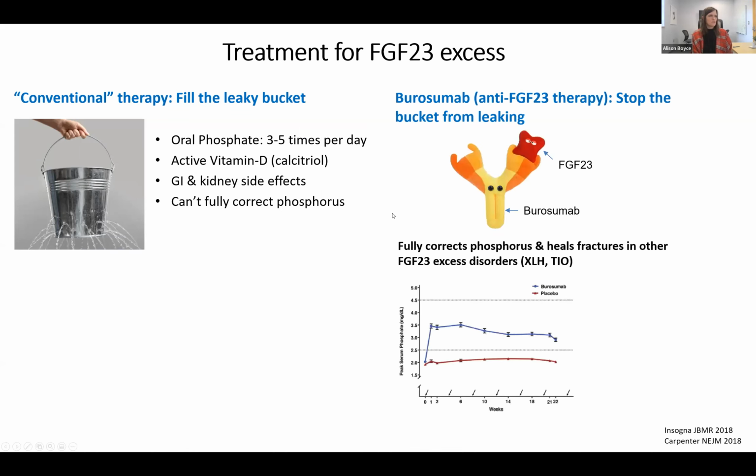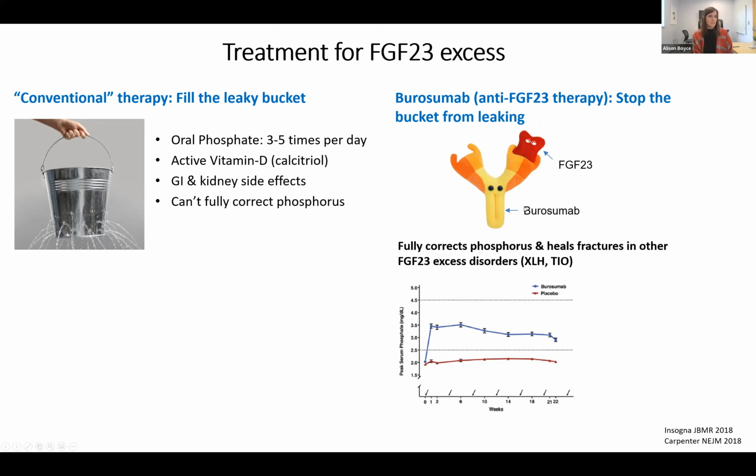But over the past few years, there's been a new type of treatment for FGF23 excess, and this is with a drug called burosumab. And I apologize, this is kind of a dumb picture, but it was the most simple picture of an antibody I could find. So they're stuffed animals called giant microbes. But this little Y-shaped guy is burosumab, and this little rectangle is FGF23. What burosumab does is it goes in your body and it binds that FGF23 so that it can't act. So instead of filling a leaky bucket, we're trying to stop the bucket from leaking completely.